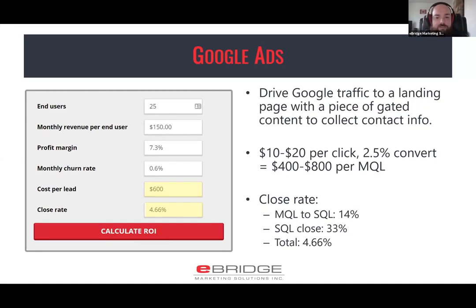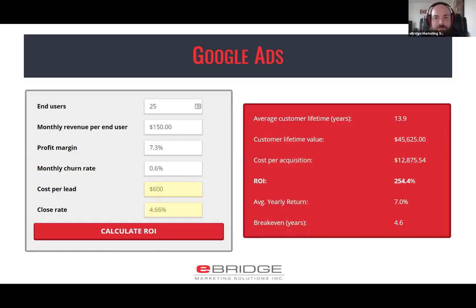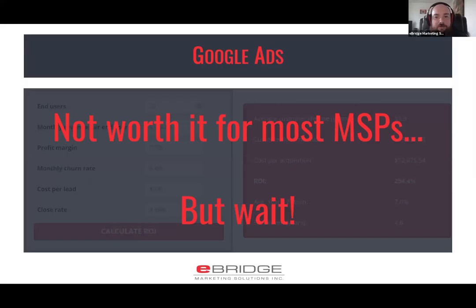And then the close rate, we can come up with some assumptions based on the fact that it's higher quality traffic. So our SQL close rate there is 33%, which is at the higher end. The MQL to SQL being 14% was based on some research from HubSpot. So our total is 4.66%, which is what I have in the calculator there. And let's see what that calculates. 254%. So similar to buying or renting the list, not very good at all. So based on that, I think we can say that it's not worth it for most MSPs.